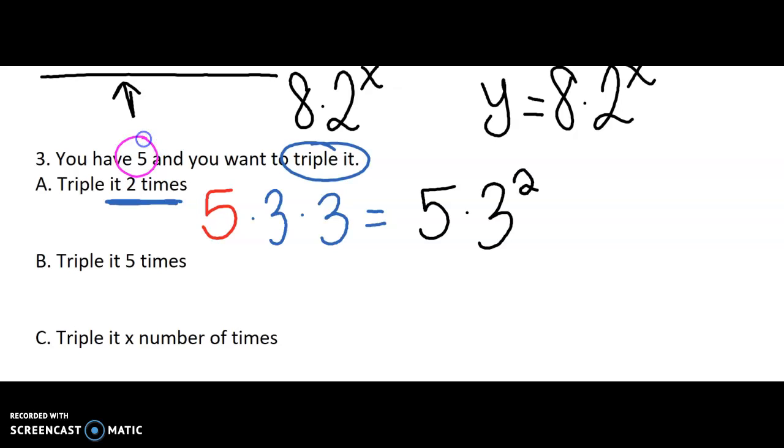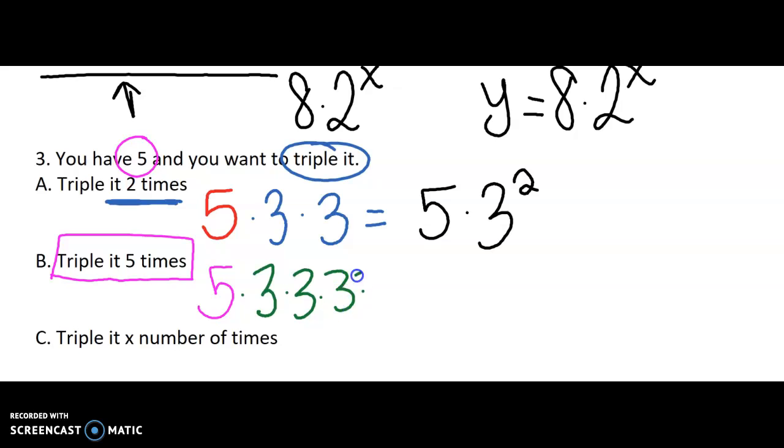We have 5, and we want to triple it 5 times. So we start with 5. I'm going to triple it 5 times. So that's 1 time, 2, like that. And that's how you would do 5 tripled 5 times. So I'm going to write it like this. 5 times, how many times did we have that? 3? 3 to the 5th power. And then that gives us some large number.